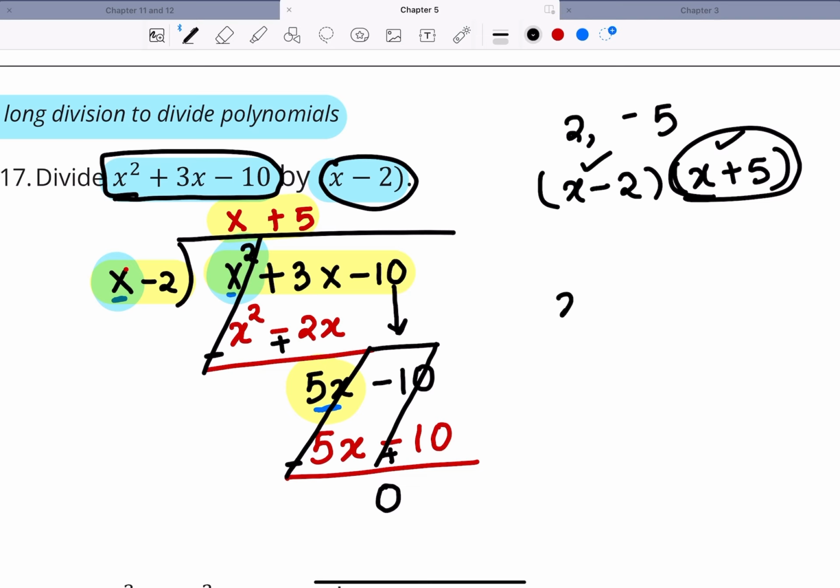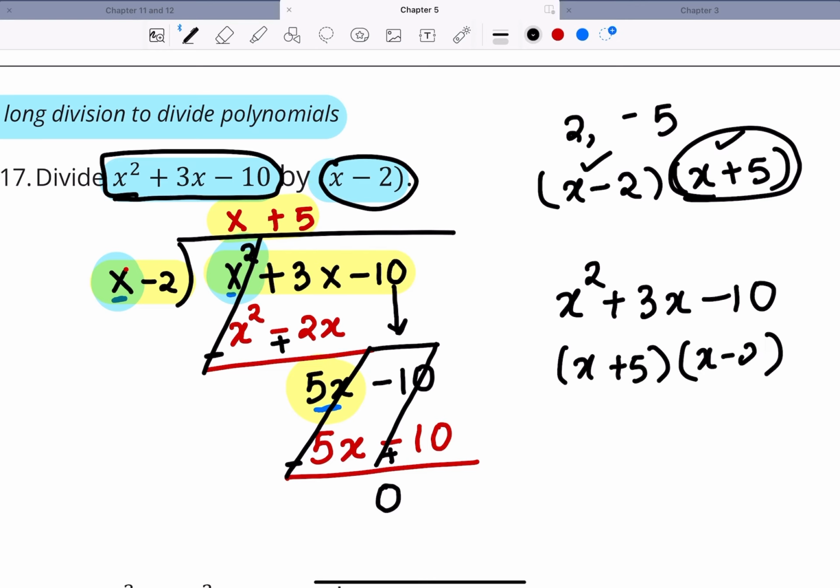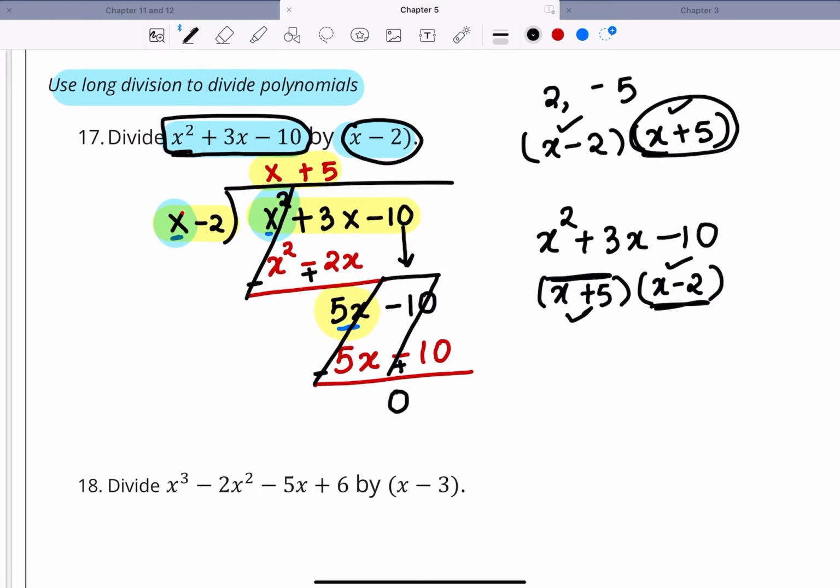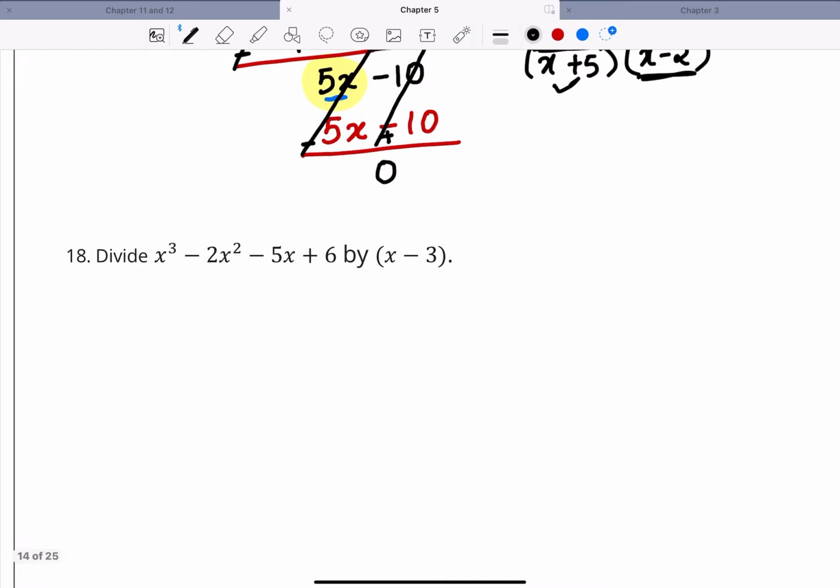Or you can simply factor x squared plus 3x minus 10. What are the factors of negative 10 that add up to 3? Positive 5 and negative 2. So if I divide this by this, I end up with this. If I divide the above polynomial by this, I end up with this. Same thing. Now let's go ahead and look at the other problem here.